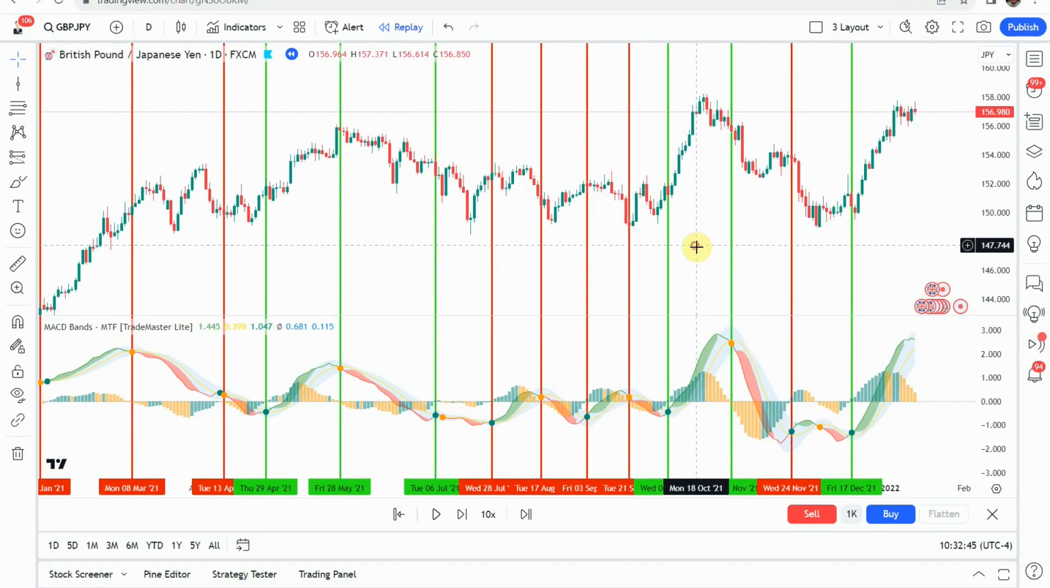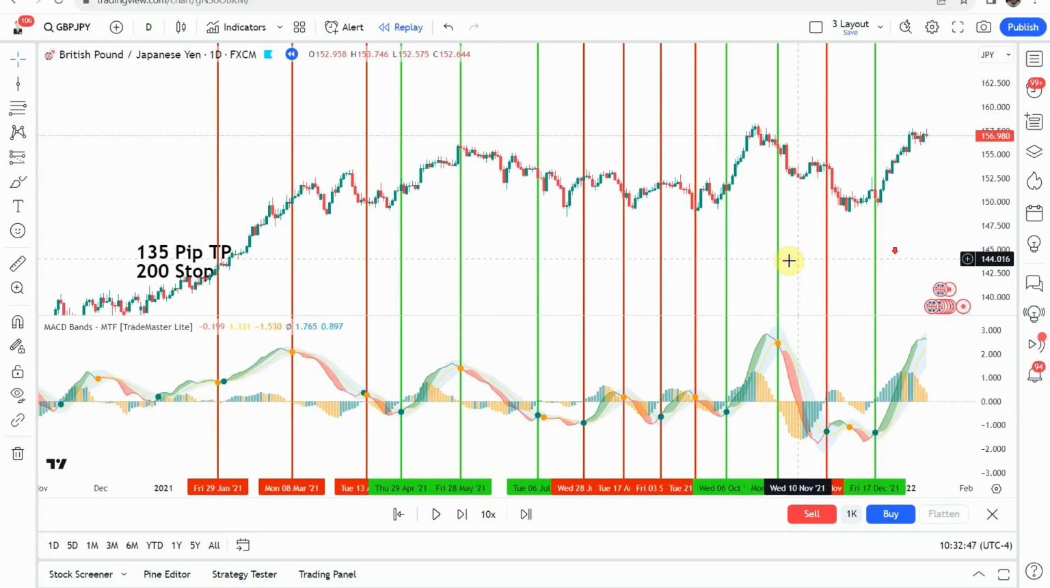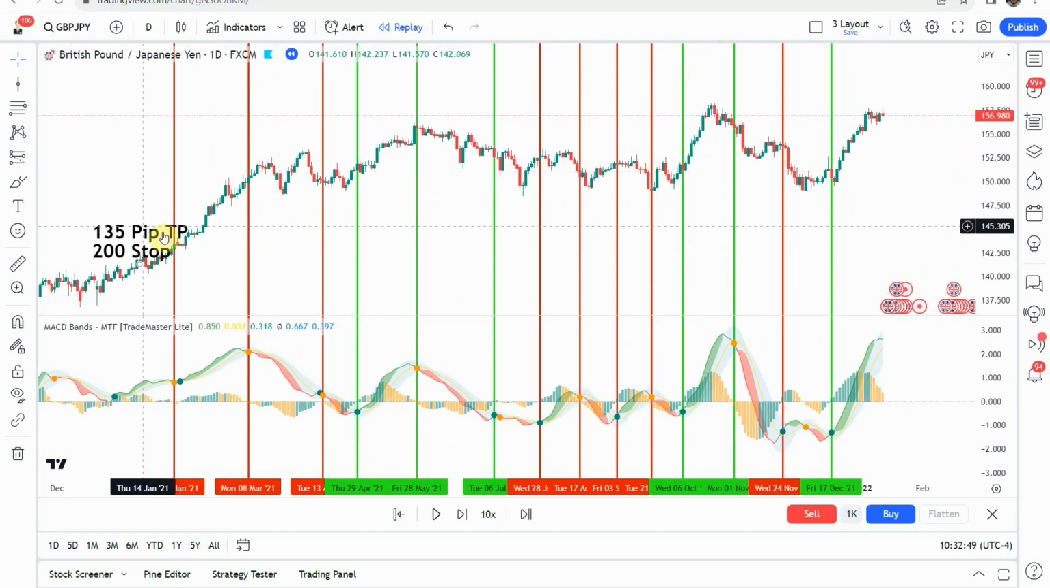Just scroll back a little bit there. Alright, so we have 1, 2, 3, 4, 5, 6, 7, 8, 9, 10, 11, 12, 13, and 14. So we have 14 trades all together, and we have 6 winning trades. And so that is not going to meet the 60% criteria that we are looking for.